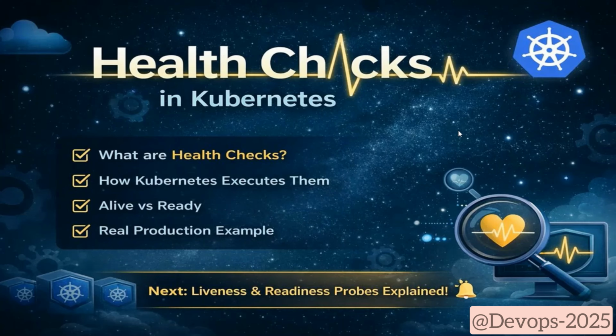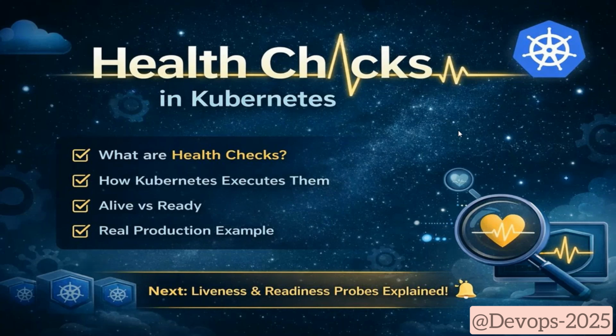But we will see one real-time use case where we can use health checks in Kubernetes. Suppose you deployed a payment application in Kubernetes with the manifest file. Now the pod is running, the container is running. However, the database connection is lost. Your application process is alive, but it cannot process payments.